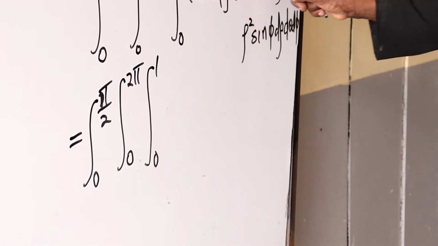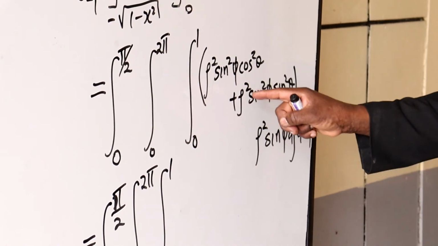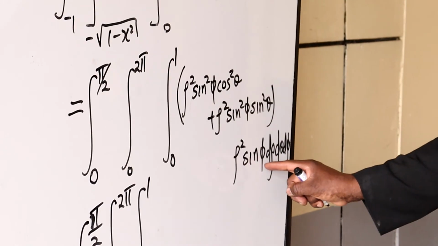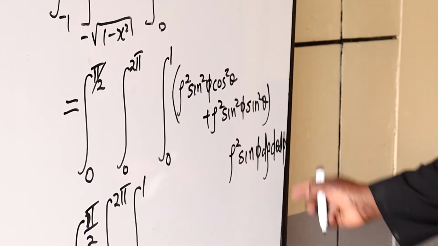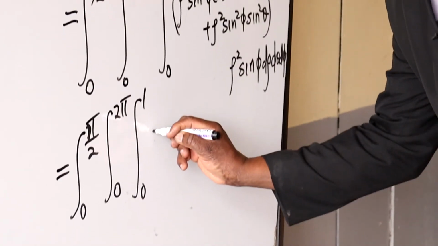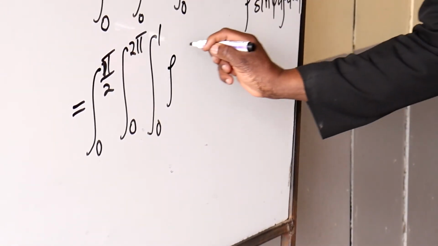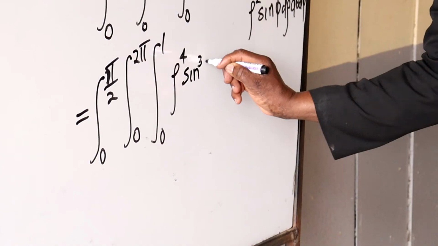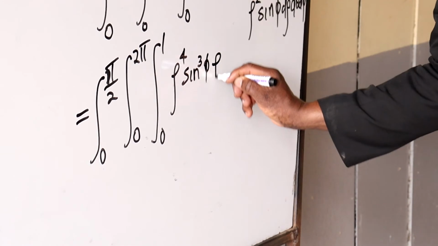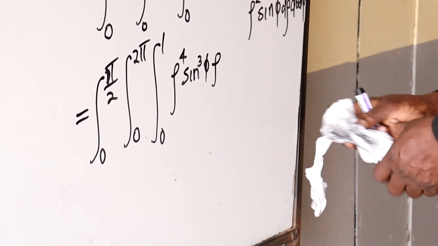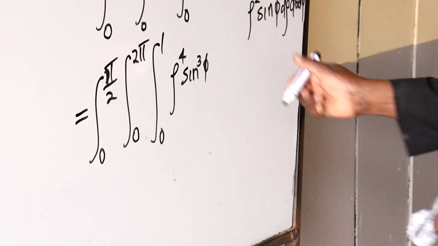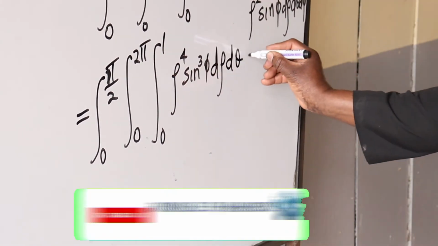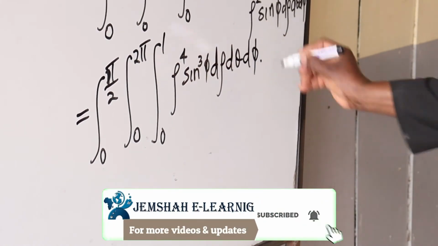And now this plus this will simplify to rho squared sine squared phi. And we have another rho squared sine phi here. So multiplied together, we will now get rho to the power 4 sine cubed phi d rho d theta d phi.